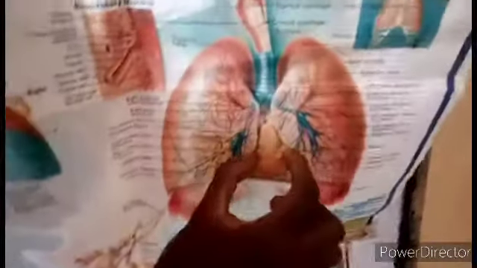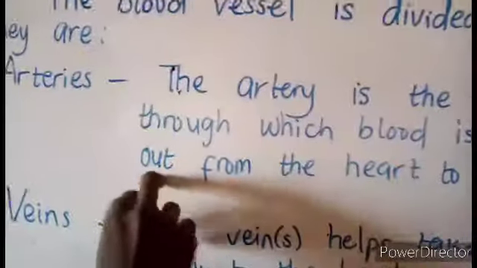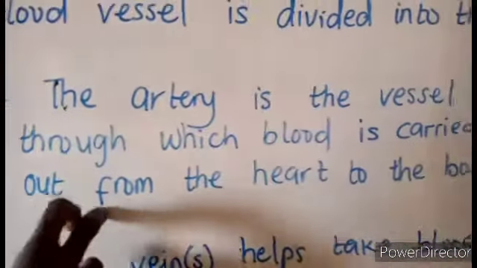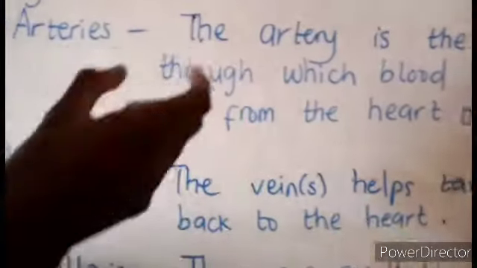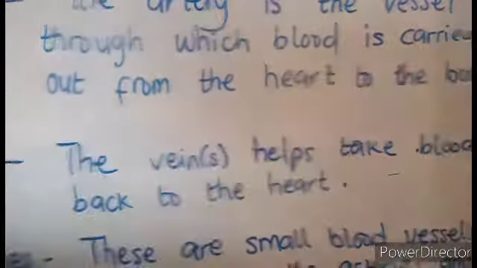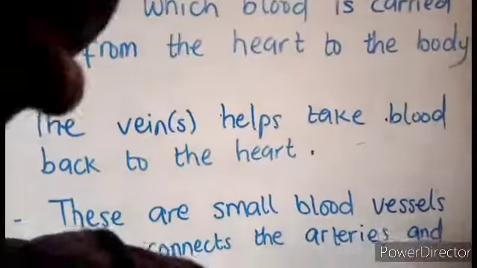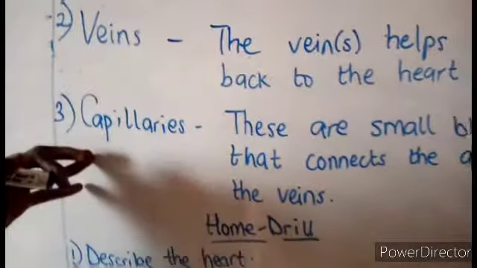So once the heart pumps, the artery does what? The artery carries oxygenated blood away from the heart, while the vein takes blood back to the heart. Then the capillary is just a small vessel in between the artery and the vein.